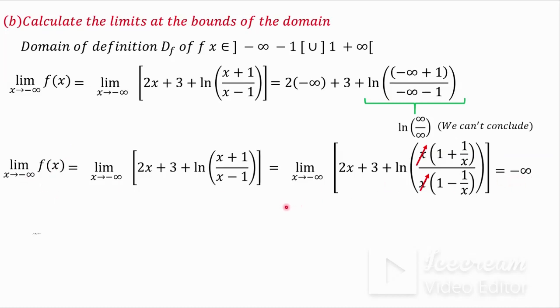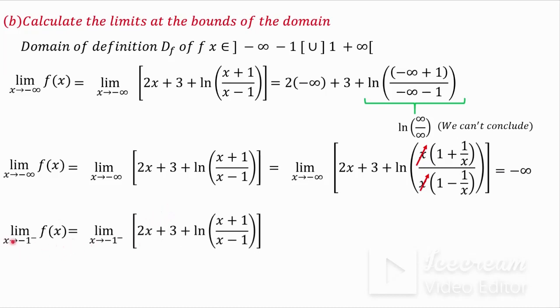Yes. So let's then calculate the limit of f of x as x tends to negative 1 from below. It implies that the limit is the limit of 2x plus 3 plus ln of (x plus 1) divided by (x minus 1) as x tends to negative 1 from below. Substituting every x with negative 1, we obtain 2 times negative 1, plus 3, plus ln of (negative 1 plus 1) divided by (negative 1 minus 1). So here we can place that what?